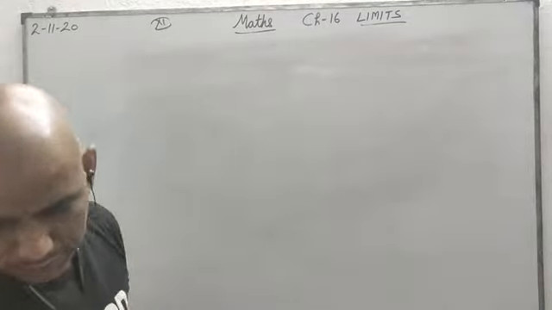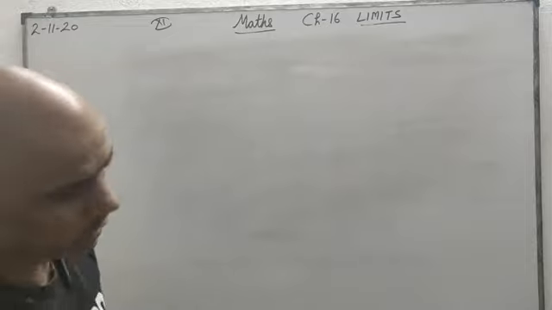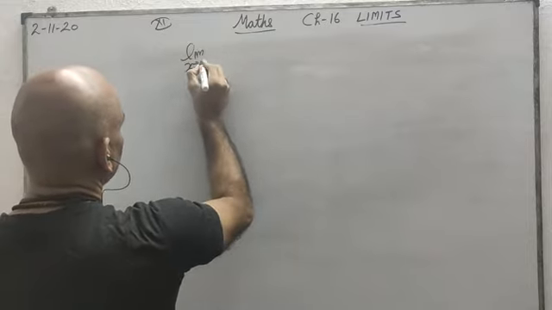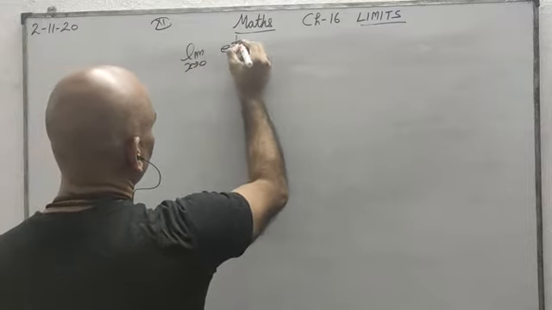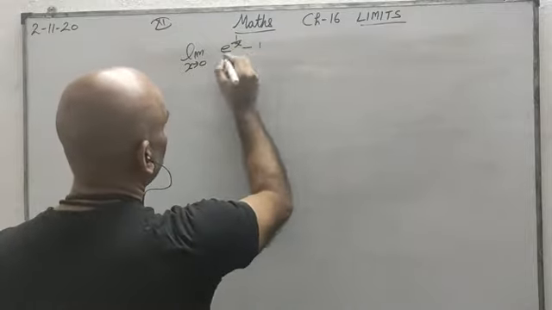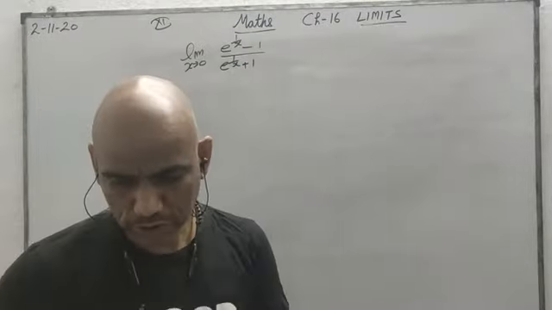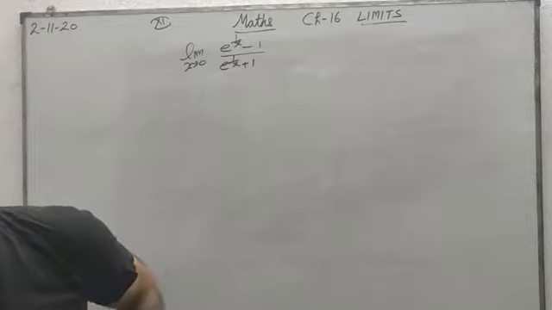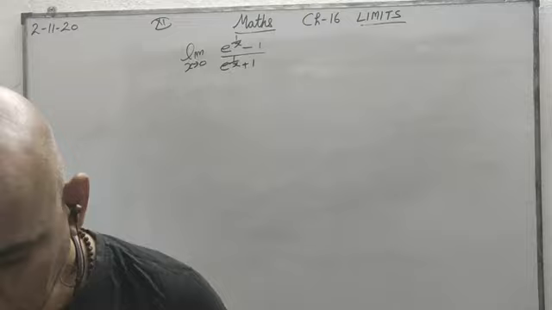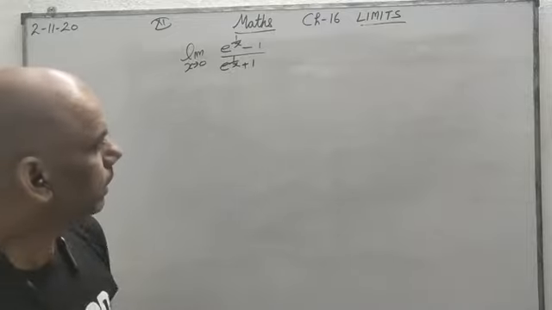So what it is saying, show that limit x tends to 0, (e to the power 1 upon x minus 1) upon (e to the power 1 upon x plus 1), does not exist. Now, does not exist means LHL and RHL should not come equal. So their values will be different. Okay, let us try to understand.